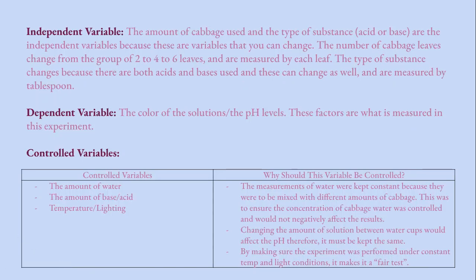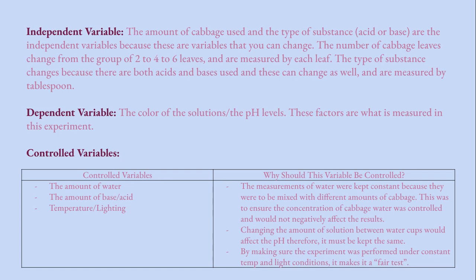Variables. The independent variable is the amount of cabbage used and the type of substance. This is because these are variables that you can change. I saw another student that separated the cabbage leaves into groups of 2, 4, and 6, and I thought that was a really good idea, to see how the acids and bases react in the different consistencies, so I did the same.